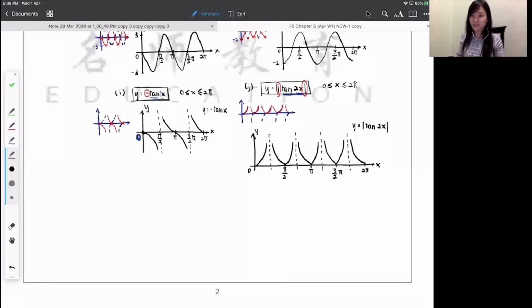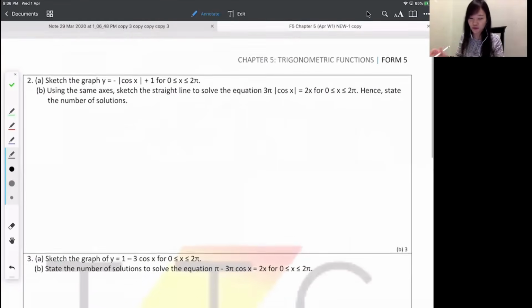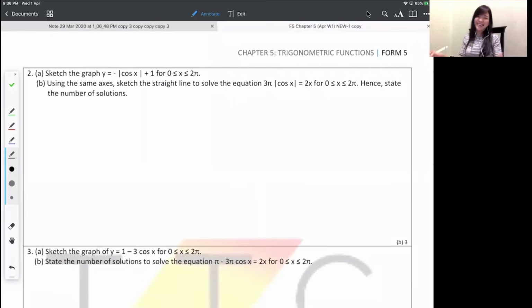Thank you. Let's look at the 6-mark questions, okay? Let's look at question 2. Yongsi, just do more and you will understand it better. The dotted line must be drawn, right? Yes, for the tangent graph, the dotted line must be drawn, because that is where the asymptotes are.